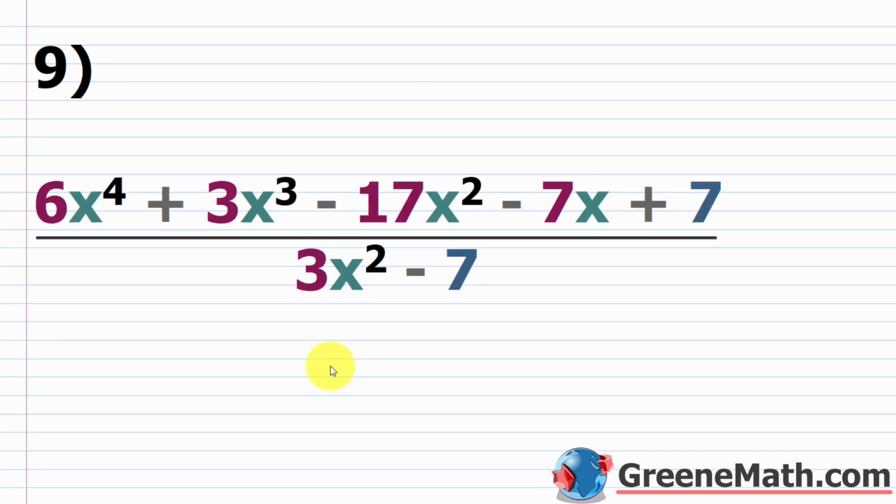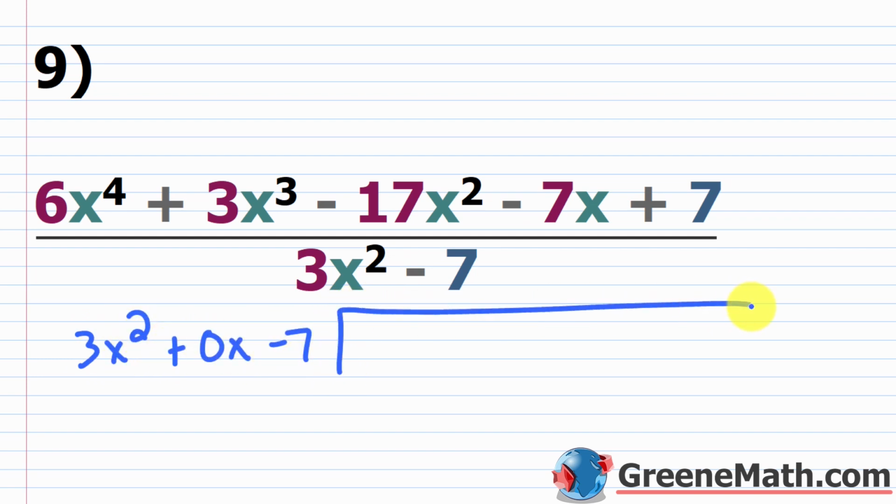All right, let's take a look at problem number 9. So we have 6x to the 4th power plus 3x cubed minus 17x squared minus 7x plus 7. So it's in standard form, not missing any powers. Then this is over 3x squared minus 7. So this guy is missing x to the 1st power. So we need to write that in. So let's put our 3x squared plus 0x and then minus 7. And then over here, let's do our 6x to the 4th power, then plus our 3x cubed, then minus our 17x squared minus 7x, and then plus 7.